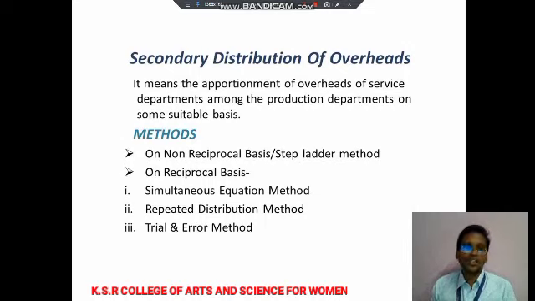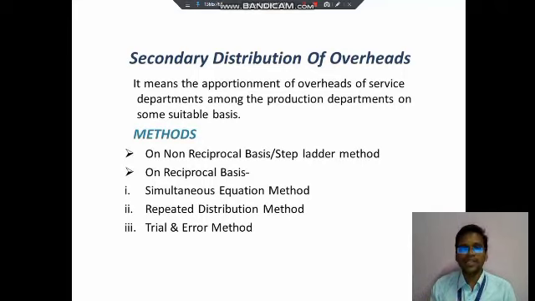The methods are of three types. One is the non-reciprocal basis, which is also called the step ladder method. Then the reciprocal basis: simultaneous equation method, repeated distribution method, and trial and error method.